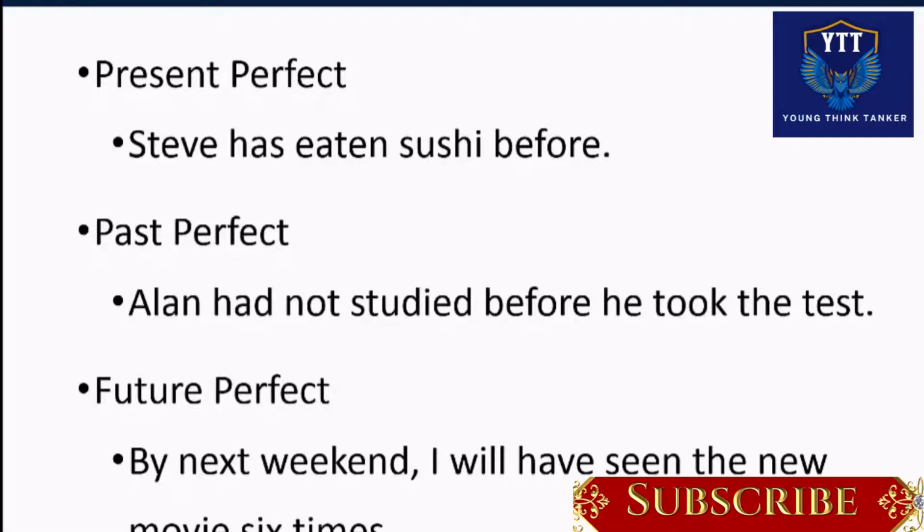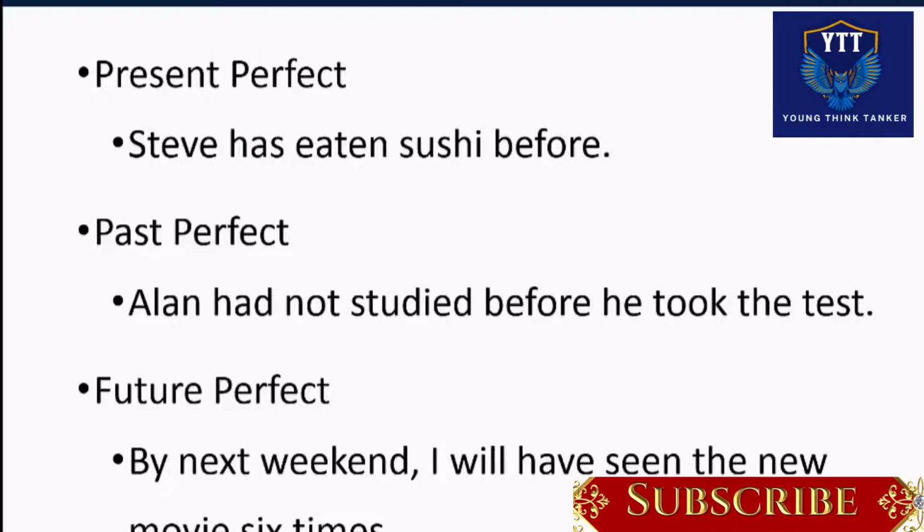Present perfect is used to show something that happened in the past before now at a non-specific time, or something that happened regularly in the past, lots of times, but again at non-specific times. The emphasis with present perfect is to show that something happened in the past before now. So it's related to the present, but it shows something from the past. So in the first example, Steve has eaten sushi before.